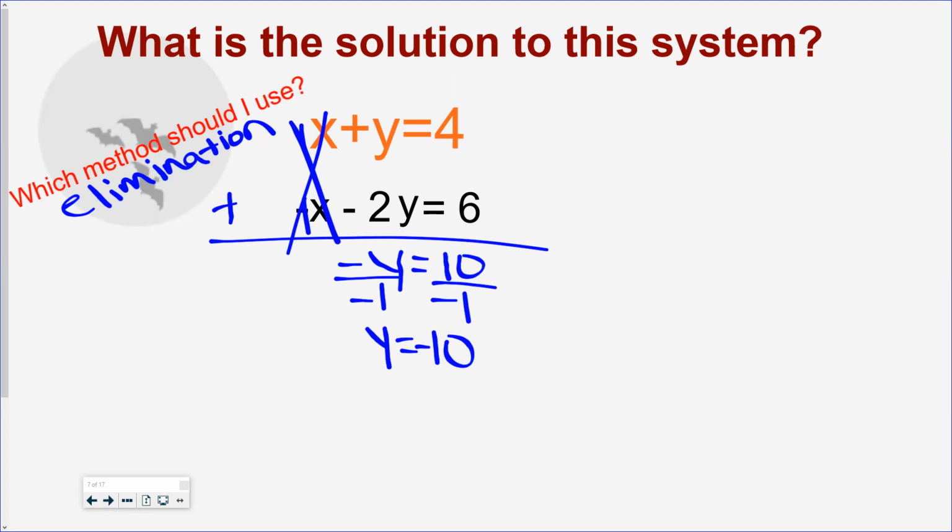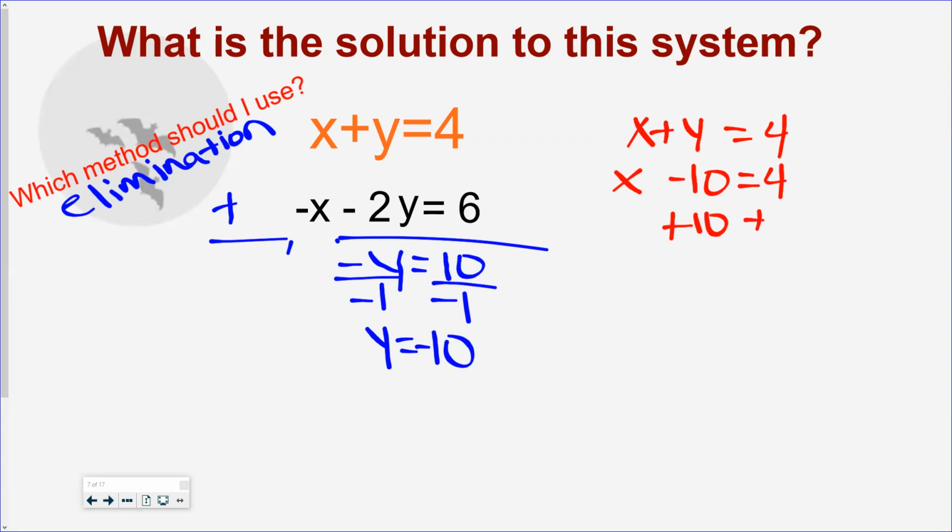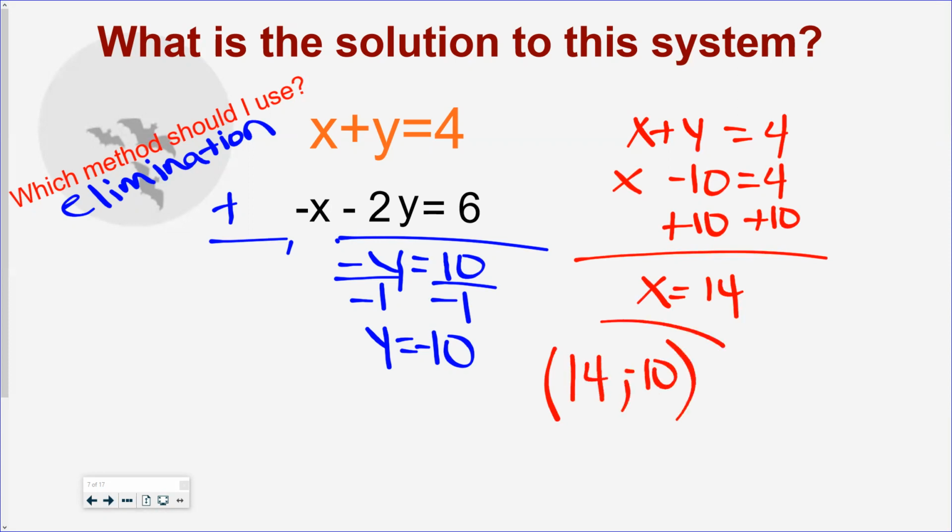At this point, I need to substitute that negative 10 into one of those two equations to figure out what my x is. Does not matter which equation I pick as long as I pick one. I'll pick the first one. x plus y equals 4. My y is negative 10. So x minus 10 equals 4. We will add 10 to both sides and get x equals 14. So my final answer is going to be 14, negative 10.